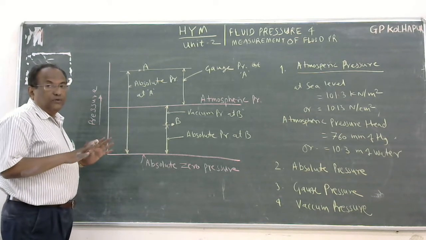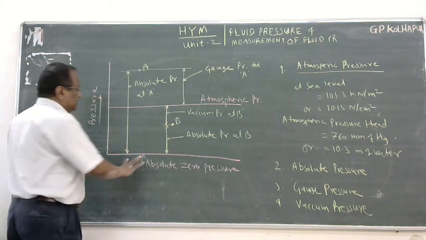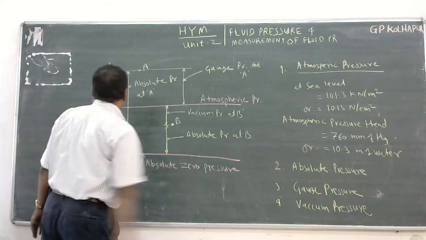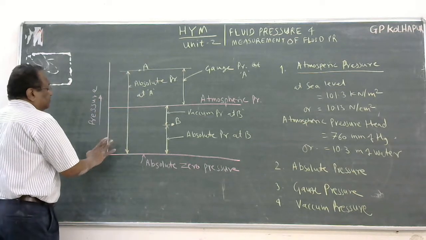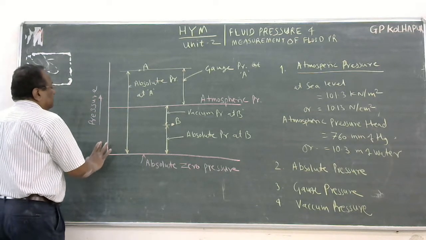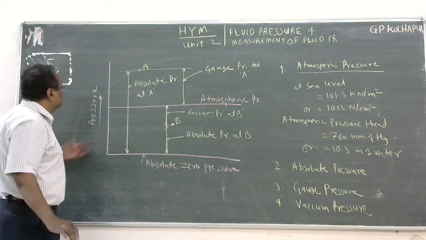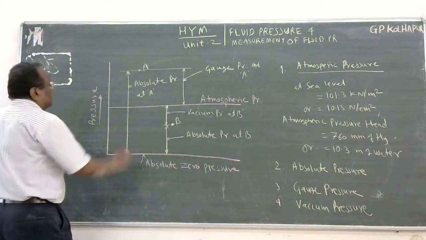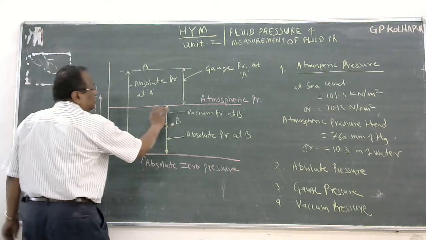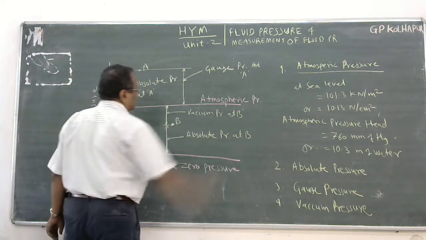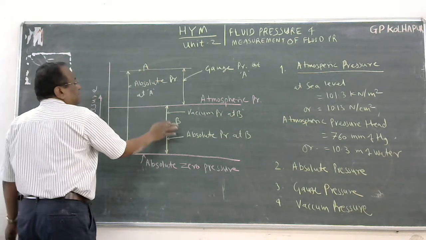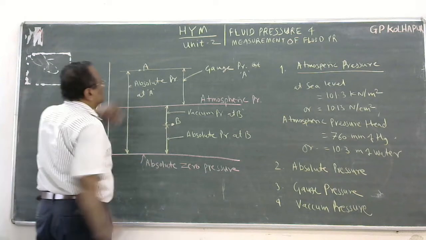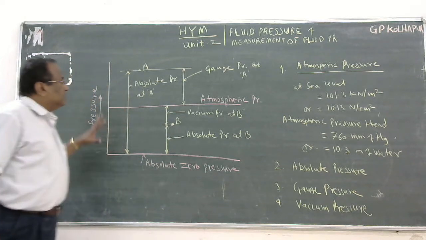This is the absolute zero pressure line, or complete vacuum line. Complete zero pressure, you can see. And the pressure is plotted on the y-axis. This line shows the atmospheric pressure. A and B are the points which are taken for reference.